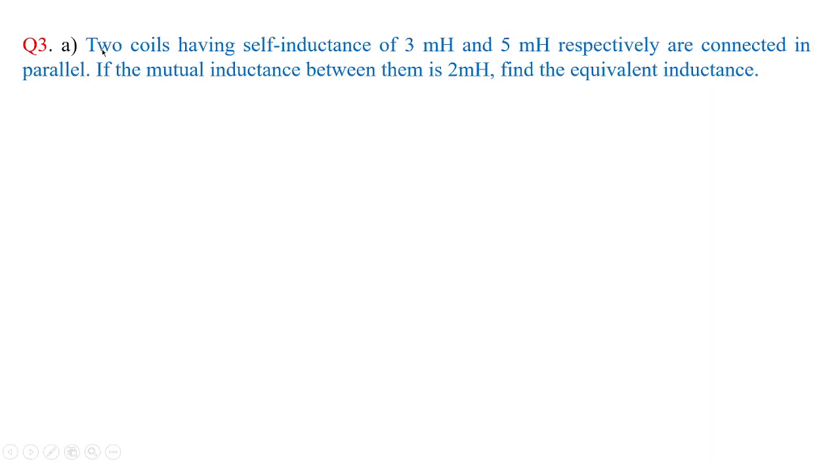Now in the third question you have two coils having self-inductances of 3 millihenries and 5 millihenries respectively, connected in parallel. If the mutual inductance between them is 2 millihenries, find the equivalent inductance.